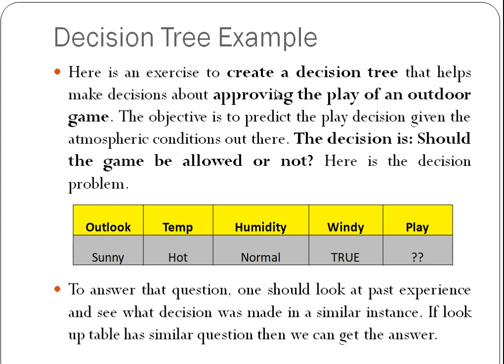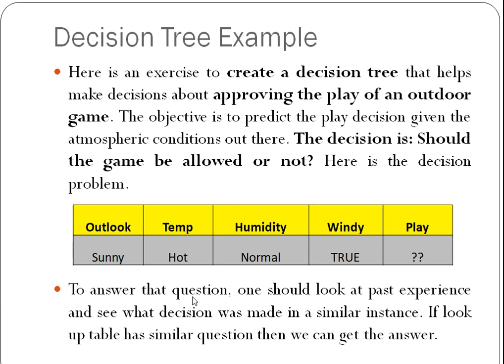Decision tree example. We will see with one example how we come up with a decision tree. Here is an exercise to create a decision tree that helps make a decision about approving the play of an outdoor game. We have a set of parameters, and we want to predict whether outdoor play is yes or no, whether we can play outside or not. The variables we have are outlook, temperature, humidity and windy. Based on these four variables, you are going to predict whether outdoor play is possible or not.